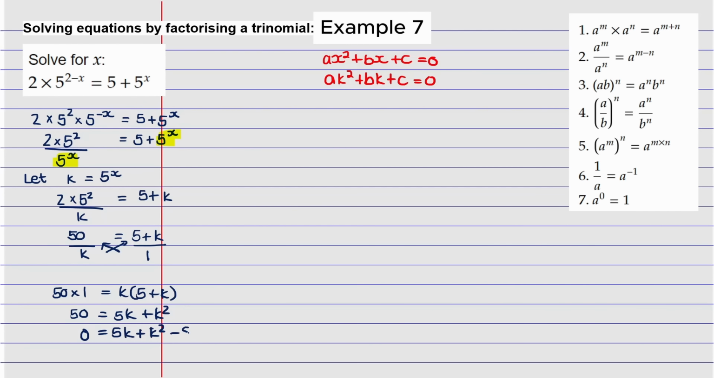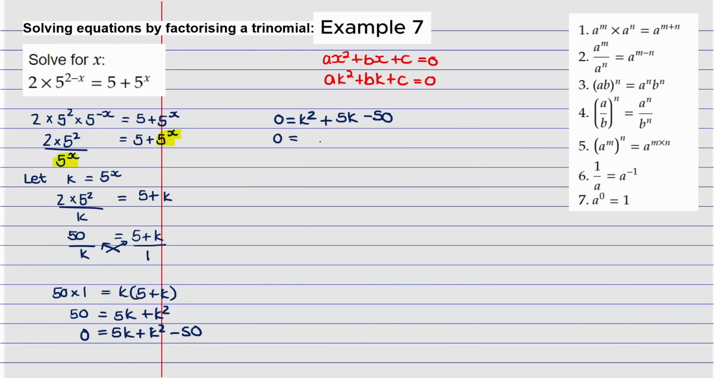Then this is going to be minus 50. Write it in this form, and I'm just going to take it up here. If I'm going to write it in that form, 0 is equal to 2k squared, representing the first one, then plus 5k, then minus 50. So it's in this form, which is perfect, meaning I can factorize. So I'm going to factorize this.